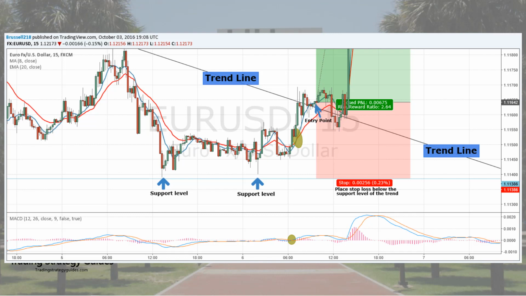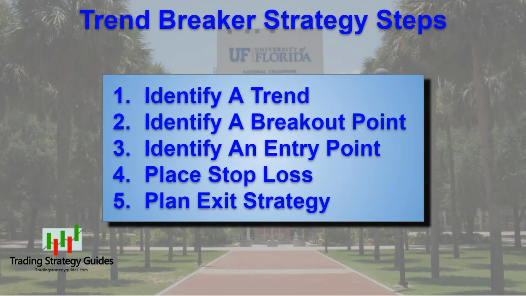You can clearly see that there are two levels of support in the example. Use the support levels to determine the stop loss. The rule is to place the stop loss below the last support level, which is why you see the stop loss below these levels. The plan clearly identified a trend, a breakout point, point of entry, and determined a stop loss. The final step is to determine the exit point.